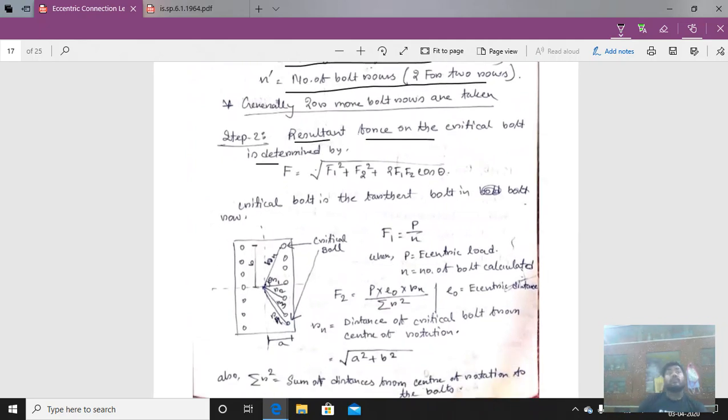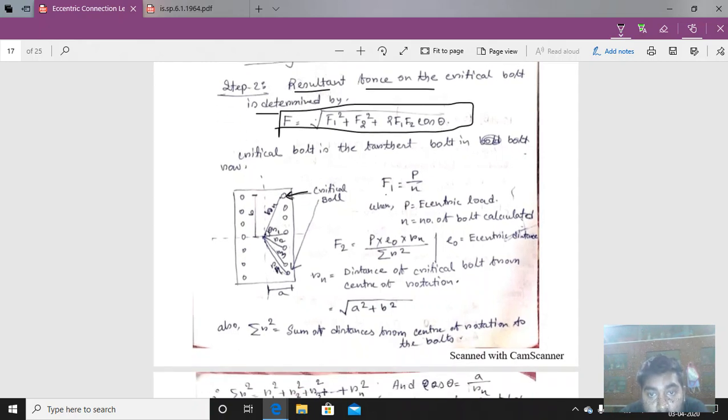What is the critical bolt? Here also, it is the bolt at the farthest position. The resultant force on the critical bolt is determined by this formula: F equals the square root of F1 square plus F2 square plus 2 F1 F2 cos theta. We will discuss all the parts later. Now F1 is equal to P by N.